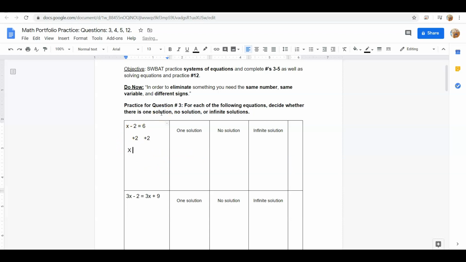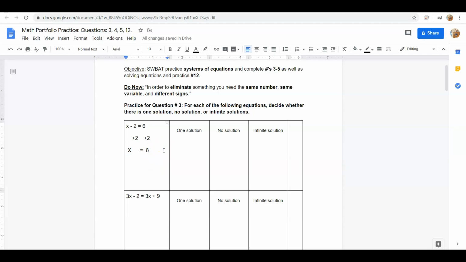Negative 2 plus 2 is 0. So that doesn't even need to drop down. That's just straight eliminated, right? We don't need to put it anymore. And then 6 plus 2 is 8. And we're left with an equation that reads x is equal to 8.